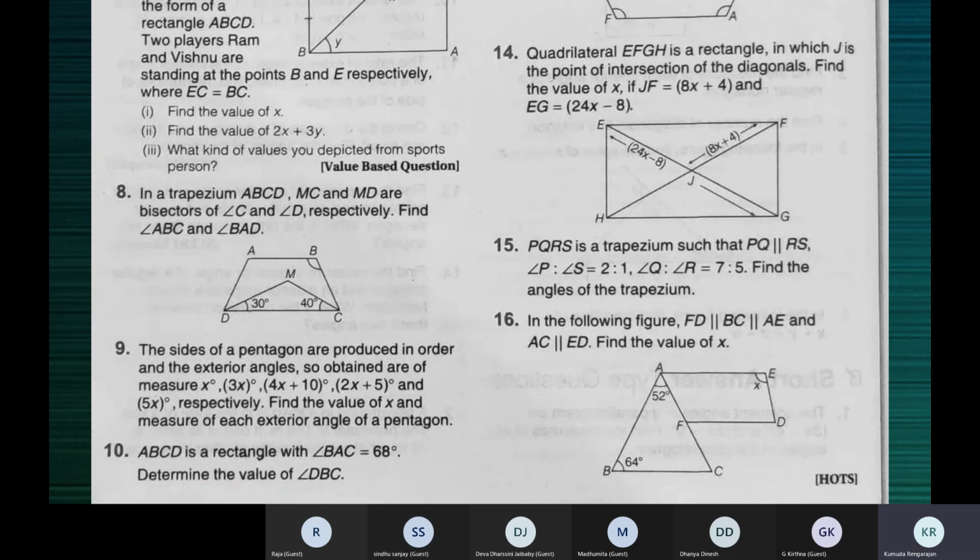Yes, ma'am. So x plus 3x, add all that and equate it to 360 and find the value of x. Then after finding x, you have to find the measure of each exterior angle. So use the value of x. Put the value of x here and find each exterior angle.